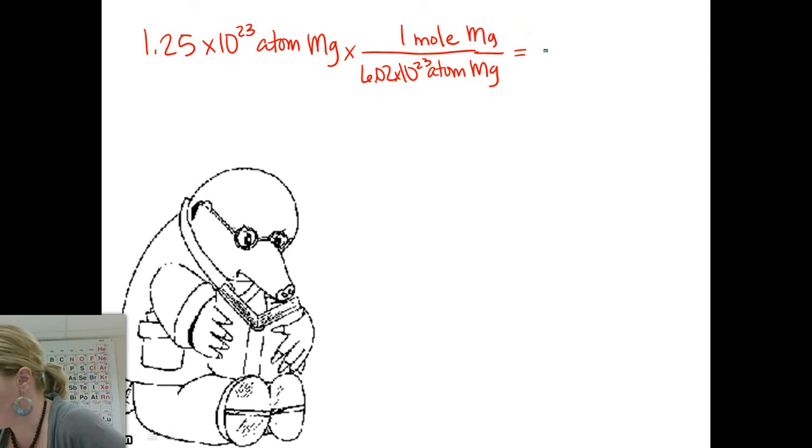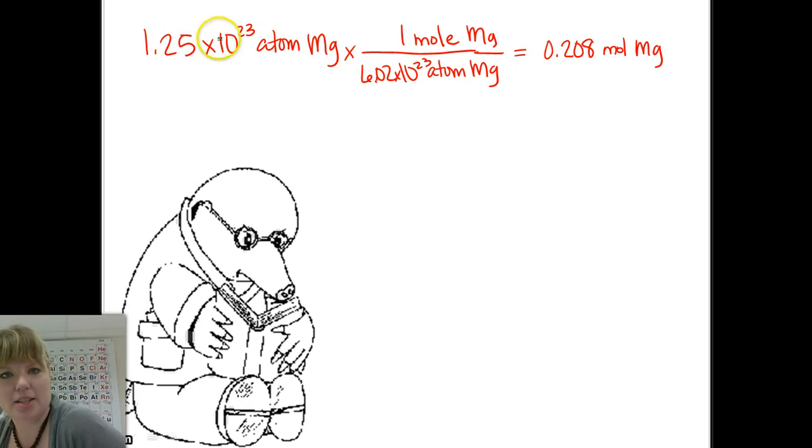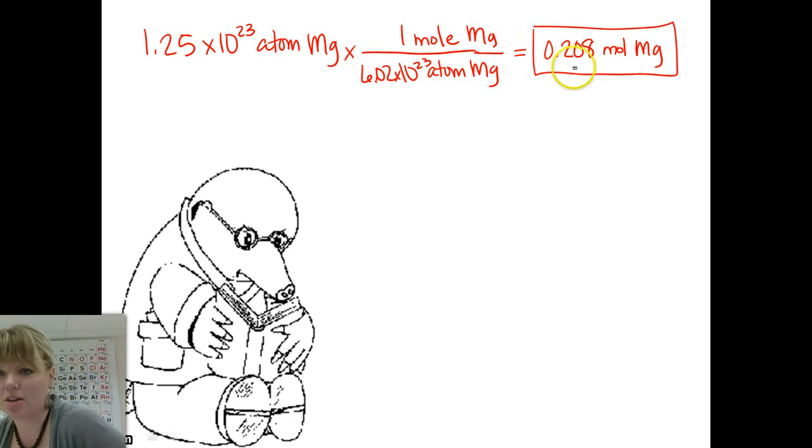And so it says when you divide those two out, we get 0.208 moles of magnesium. But we would have just taken that 1.25, that 6.02, and divided it, and then subtracted the 23 from 23, which is why we don't have an exponent over here. Okay, and we have 3 sig figs, so we're okay.